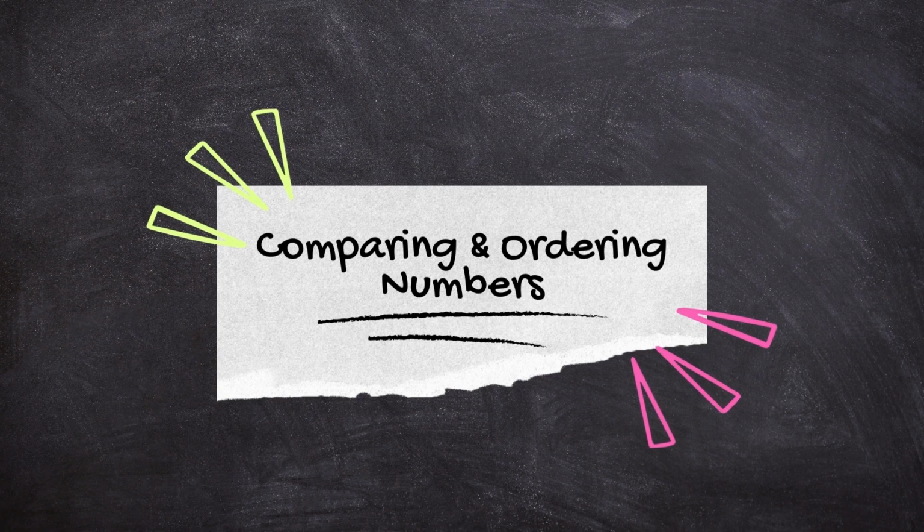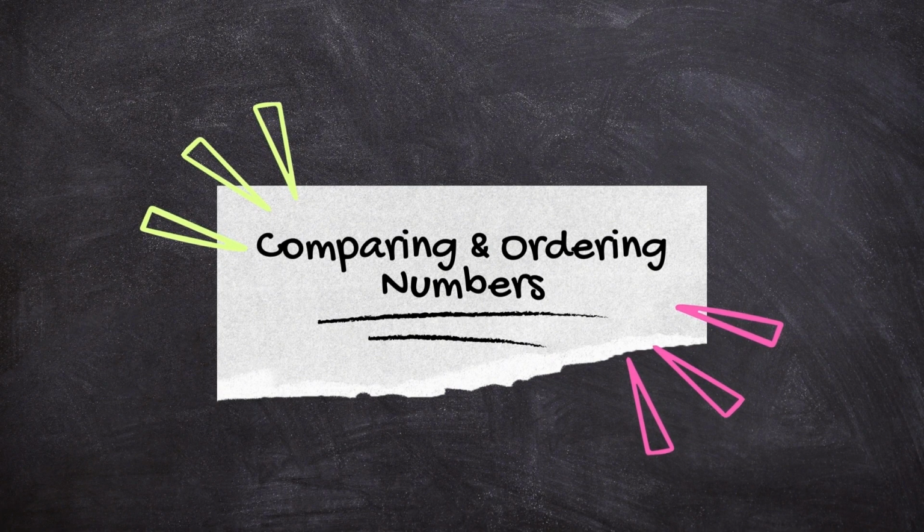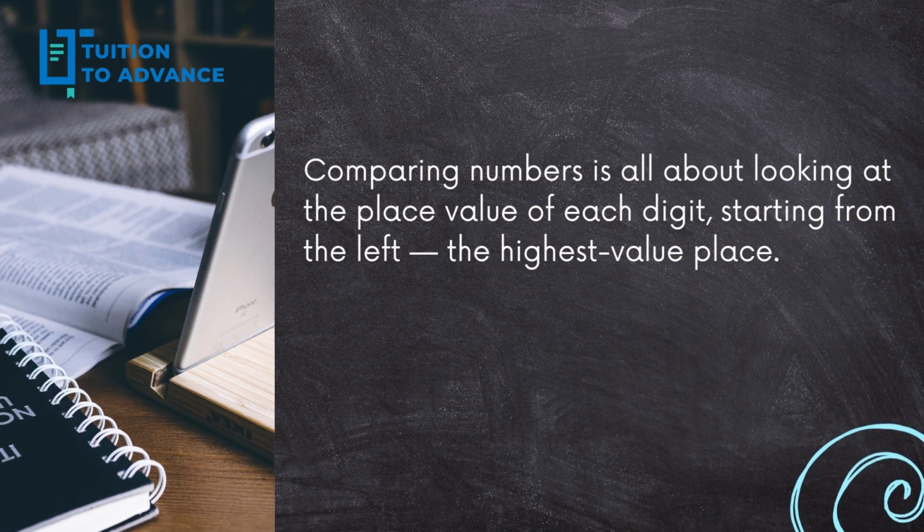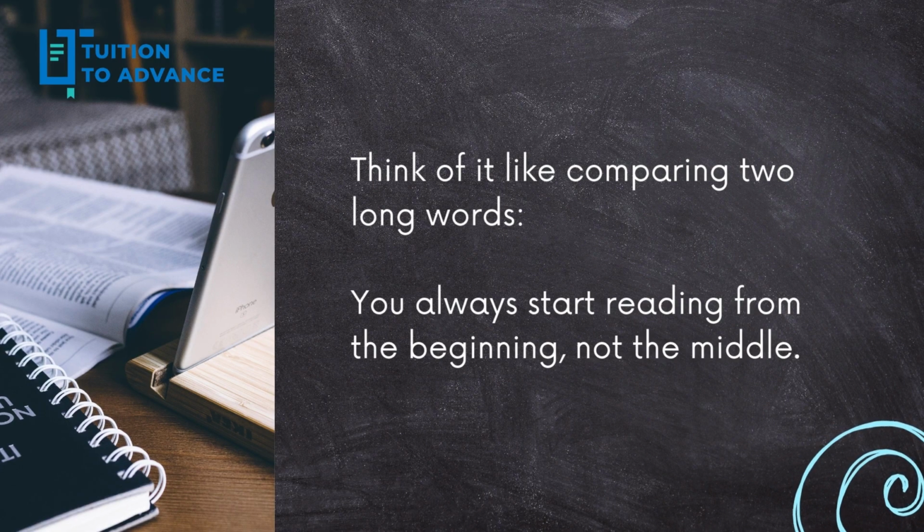Now that we understand how to read large numbers, let's explore how to compare them. Comparing numbers is all about looking at the place value of each digit, starting from the left, the highest value place. Think of it like comparing two long words. You always start reading from the beginning, not the middle.